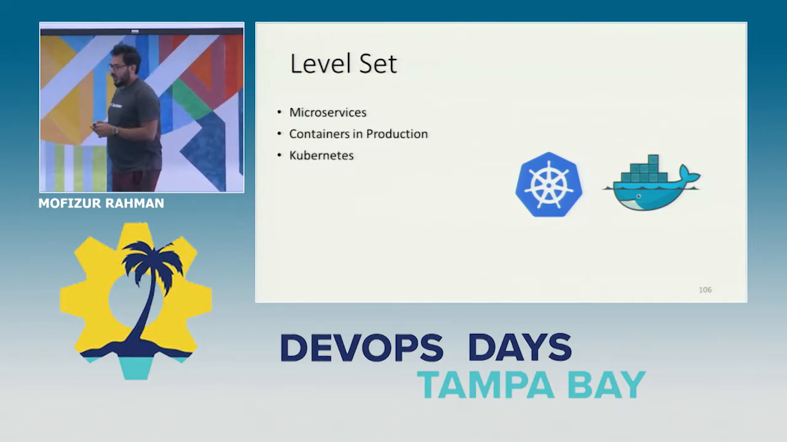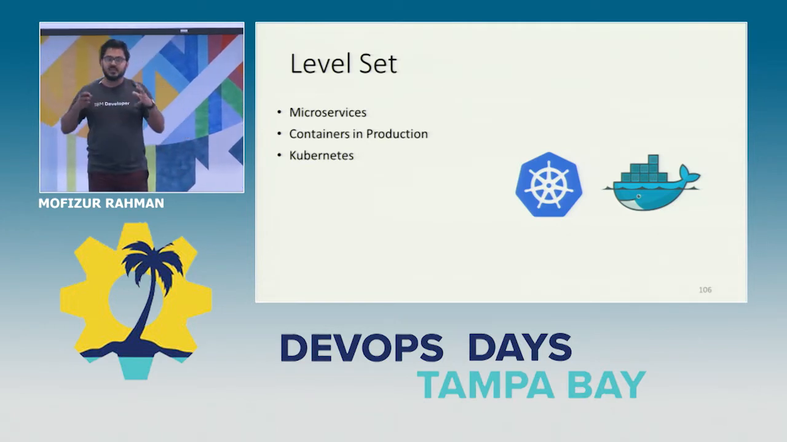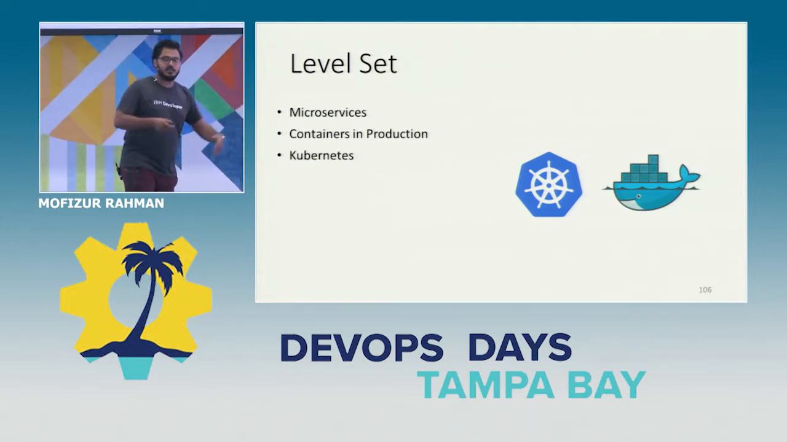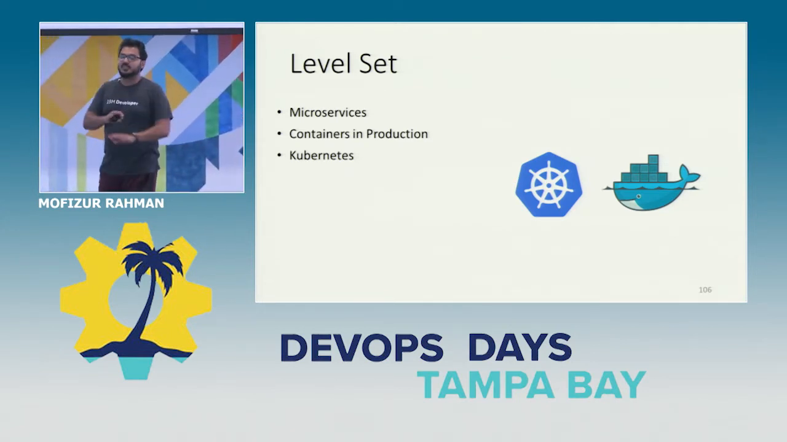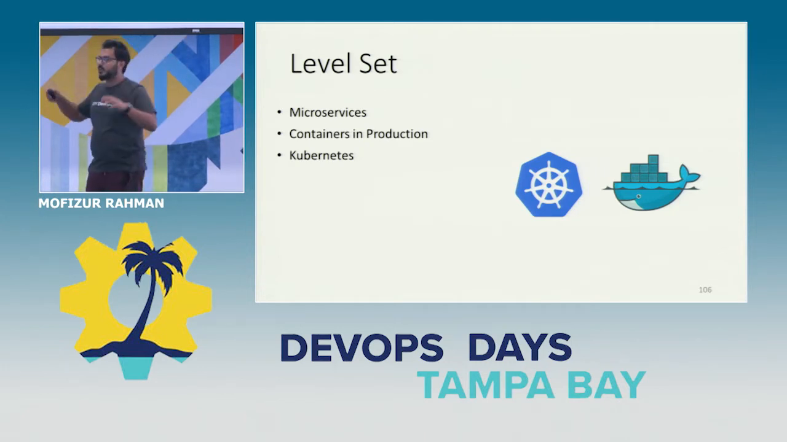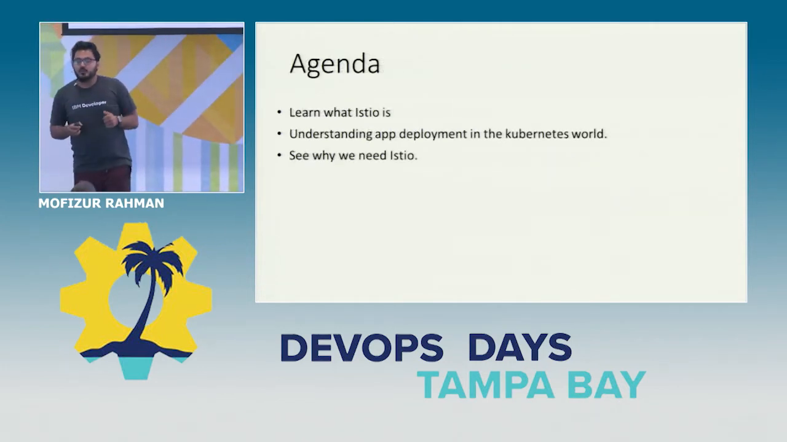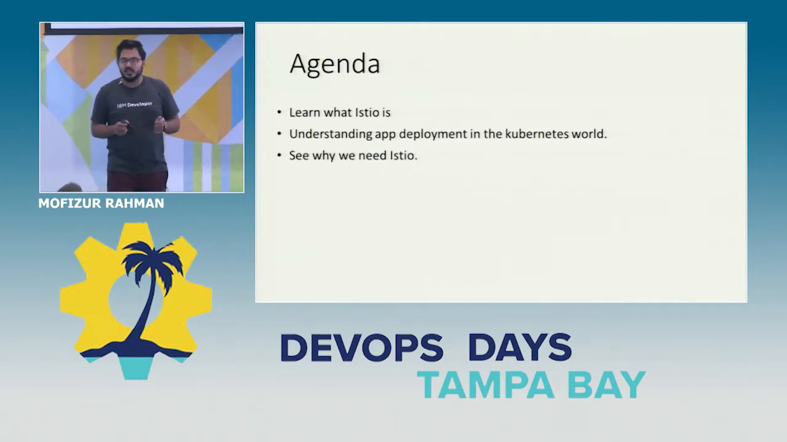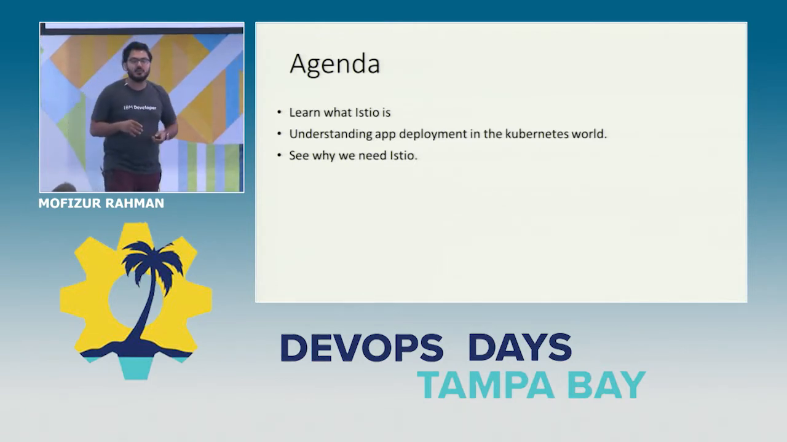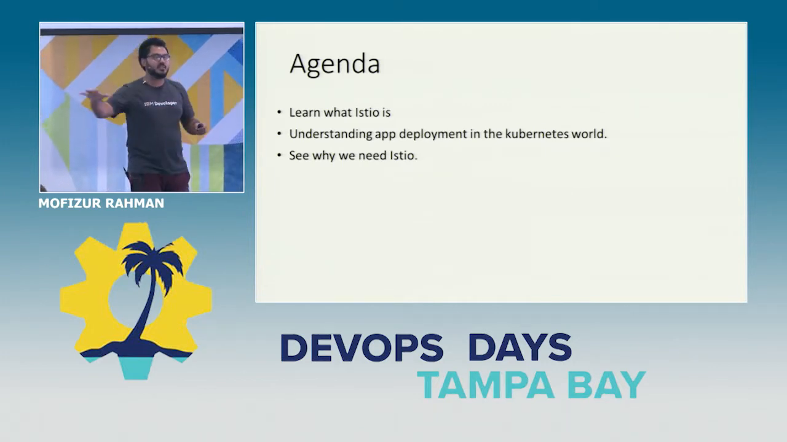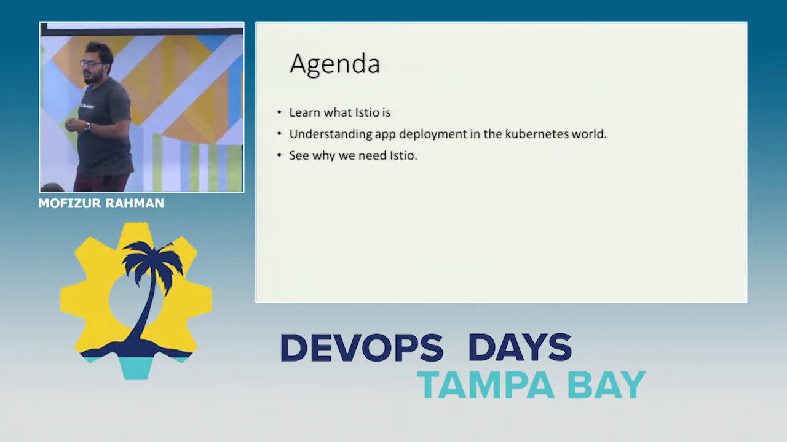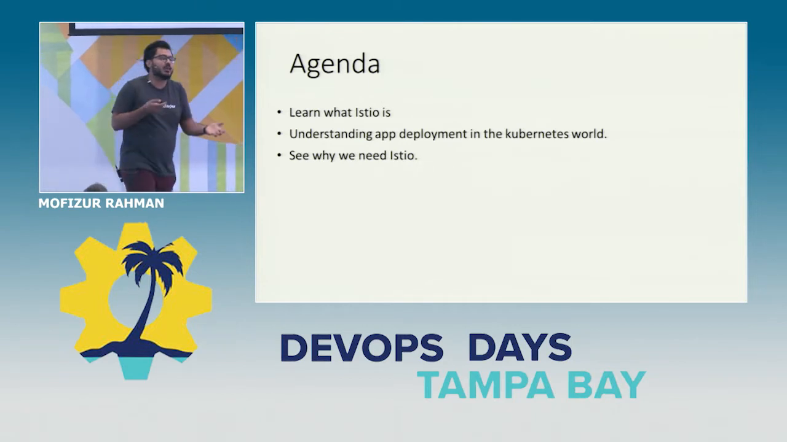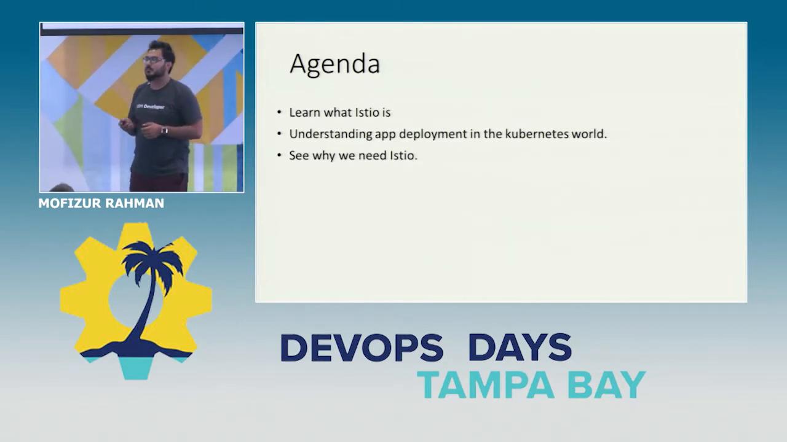All right, awesome. We're talking about something that abstracts even more on top of Kubernetes, so it helps if we're all on the same page. We're going to quickly go over the levels so everyone is on the same page. What are we going to learn today? We're going to learn what Istio is, and what Istio is good for in general. We'll understand app deployment in the Kubernetes world, how it works by default with Kubernetes. And finally, see why we might need Istio, and what Istio gives us that's better than what Kubernetes already gives us.